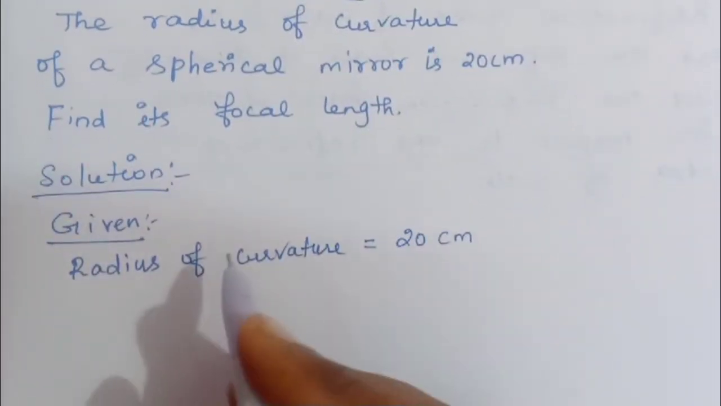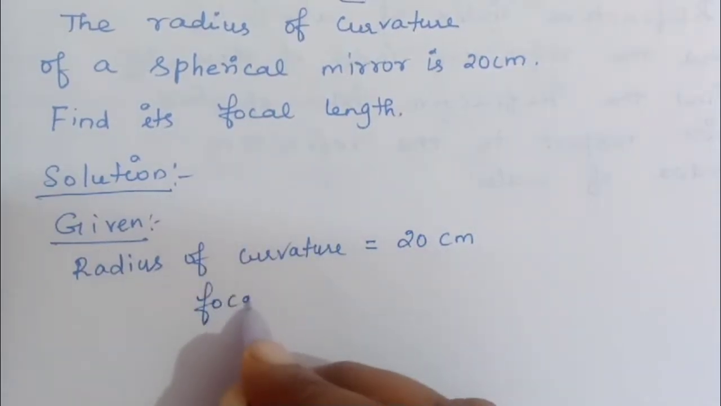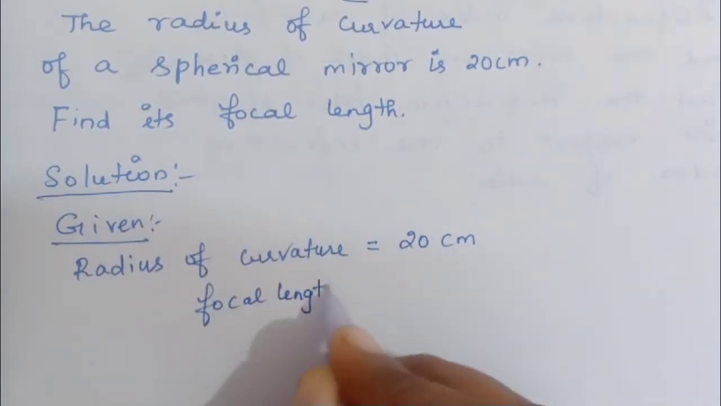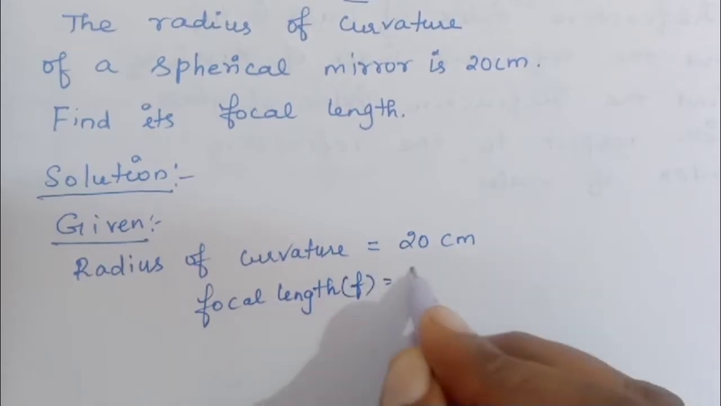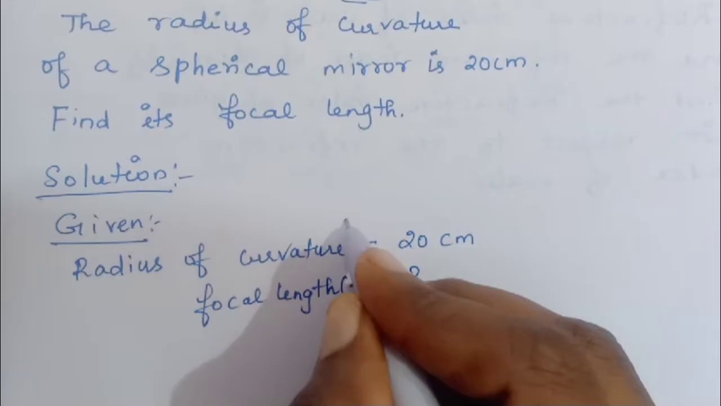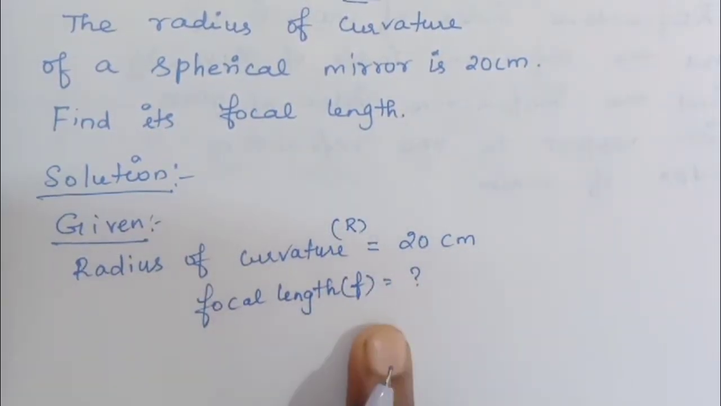Okay. So what do we have to calculate? Find its focal length. So focal length will be the question mark. Focal length, which we can represent by the small letter f, will be the question mark. Radius we can write as capital letter R. So radius is given, focal length we have to calculate.